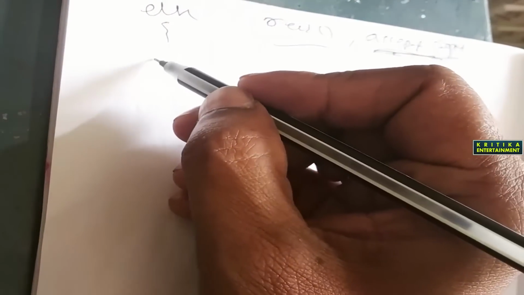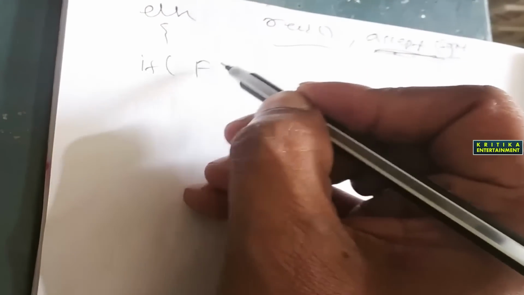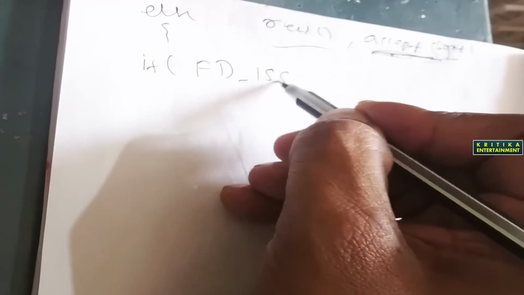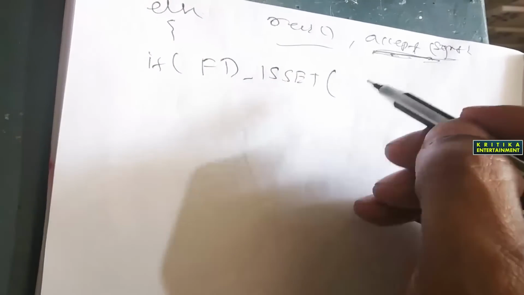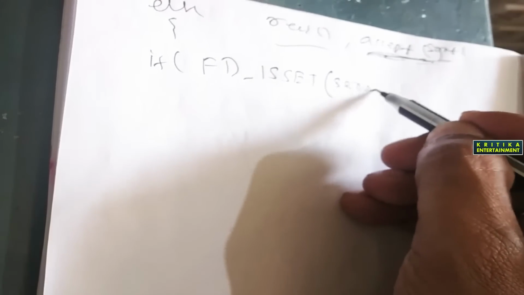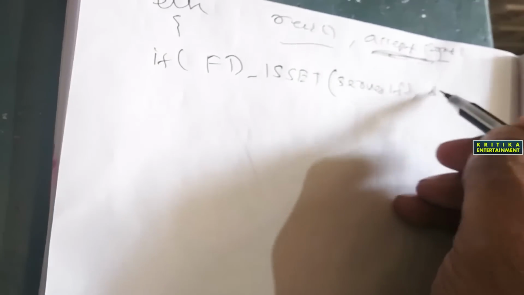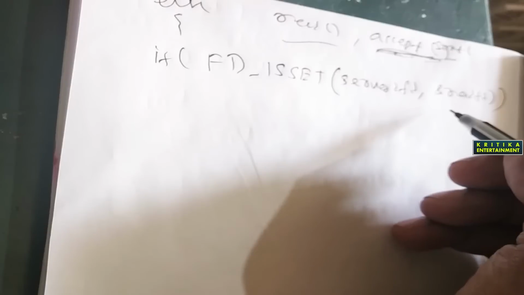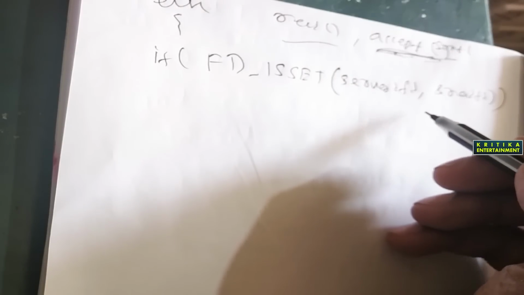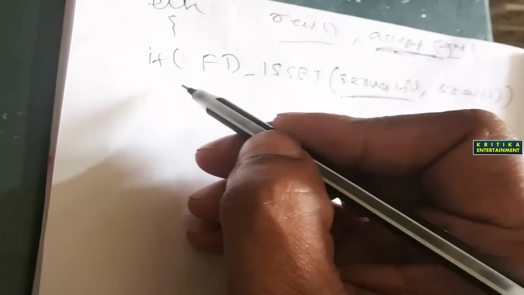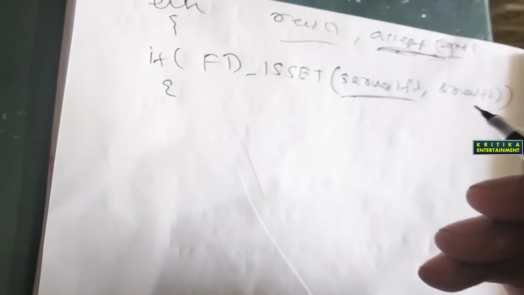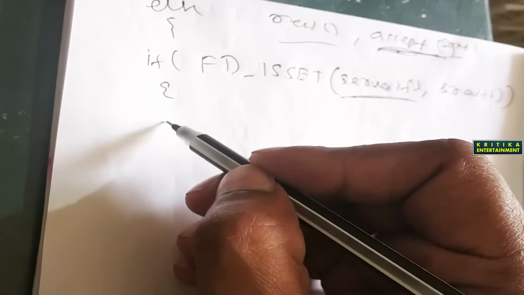So here we write if FD_ISSET server FD, ampersand read FD. That means it will return true when a client connected to the server, then this is able to read the connection request from the client. Yes, if data is available, that means a client wants to connect. So what to write here?